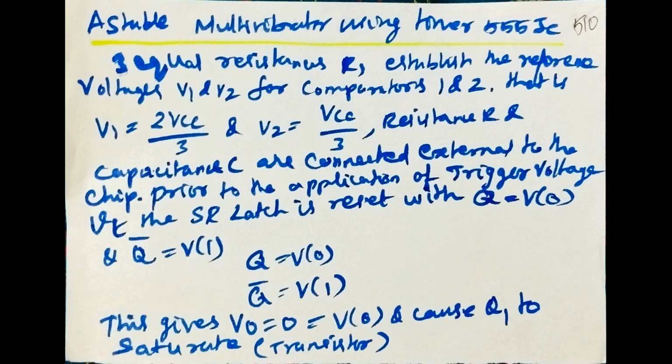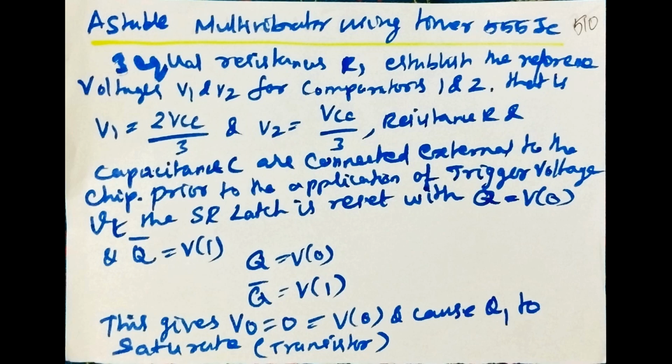Astable multivibrator using timer 555 IC. Three equal resistances R1 establish the reference voltages V1 and V2 for comparators 1 and 2. That is, V1 is equal to 2 VCC divided by 3 and V2 is equal to VCC divided by 3. Resistance R and capacitance C are connected external to the chip. Prior to the application of trigger voltage Vt, the SR latch is reset with Q equal to V0 and Q bar equal to V1.